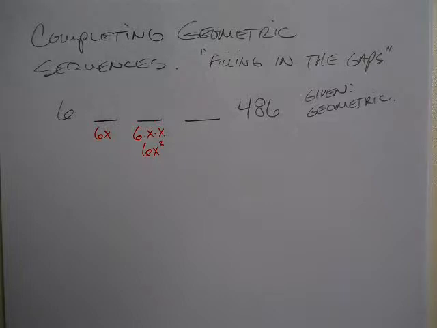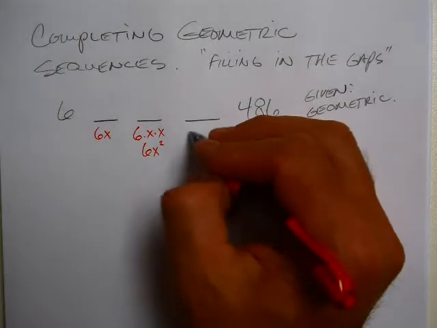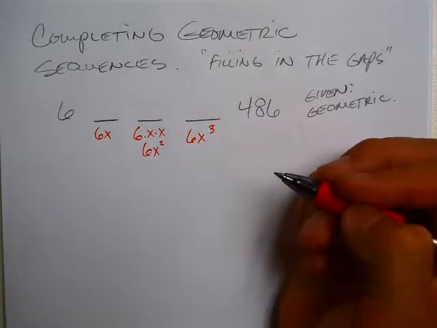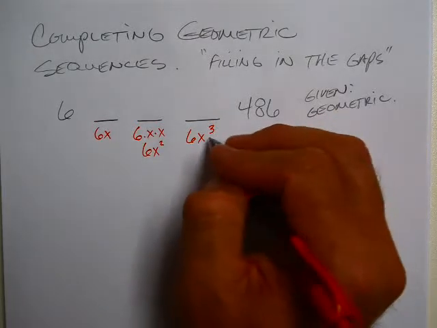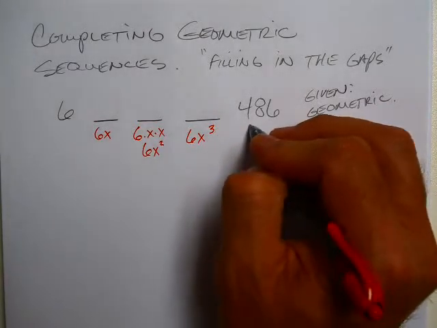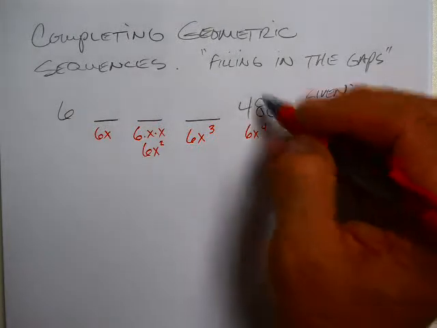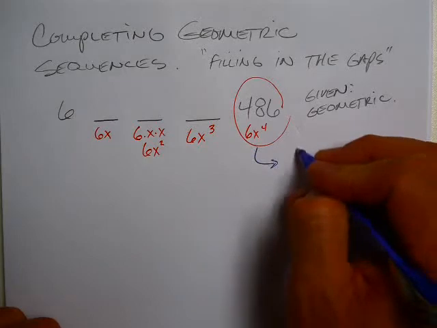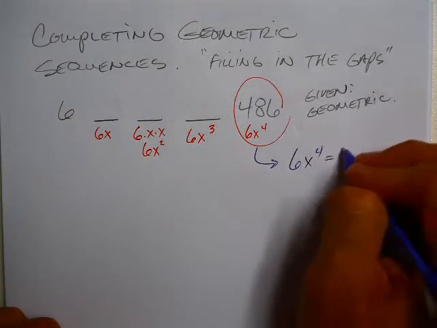Now I don't know what 6x squared equals because that's a big blank. So I keep going. I'm going to multiply again times another x, so that's going to be 6x to the third power. And I keep going until I know what an answer is. This one is 6x to the fourth power, and that equals 486. Now, that will set up a fairly easy equation to solve. So this is going to turn into 6x to the fourth power equals 486.